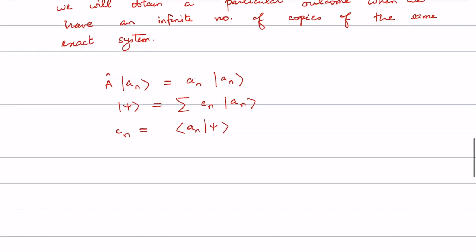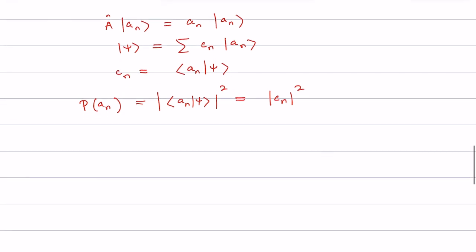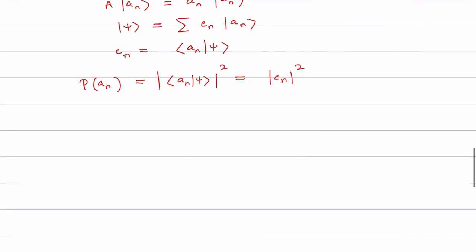So the probability of getting the eigenvalue An is simply mod of ⟨An|ψ⟩ whole square, and this is nothing but |Cn| square. So now the process of measurement can actually be described in a picture. Pictorially, I can describe it as follows.